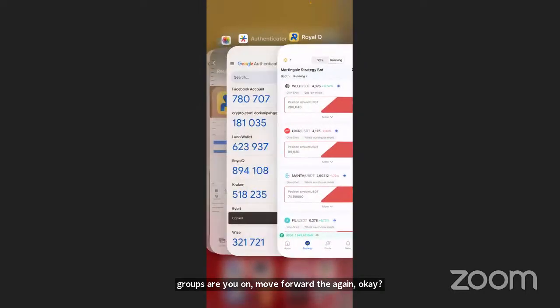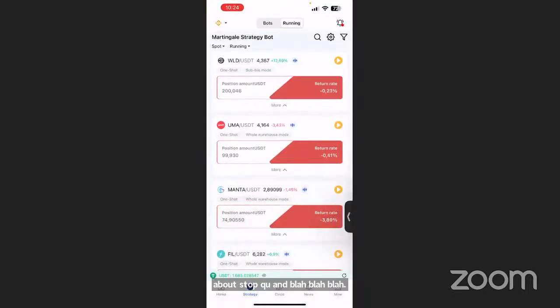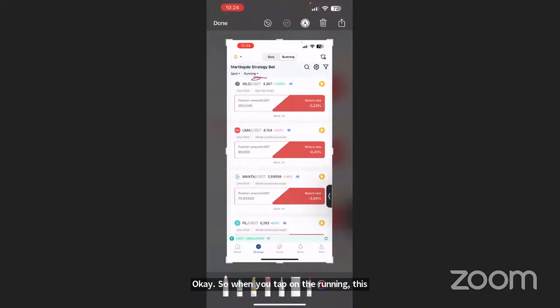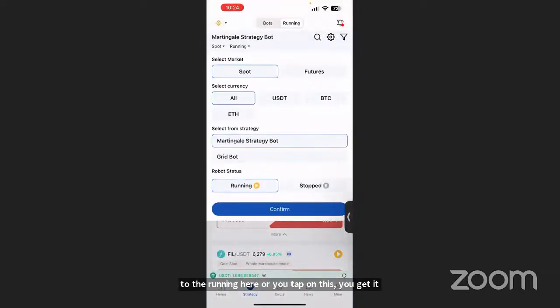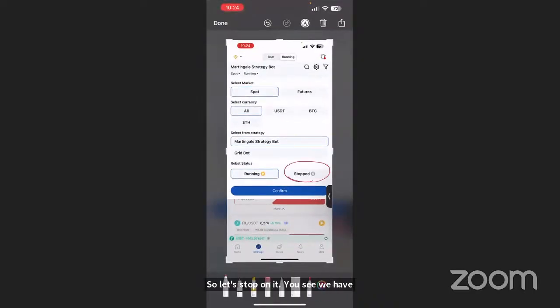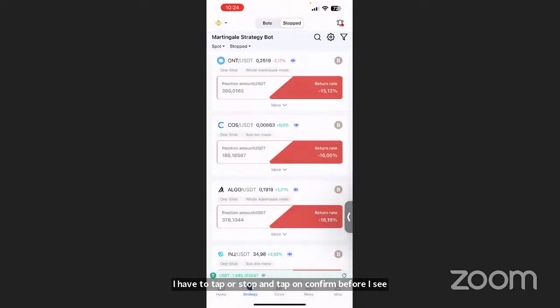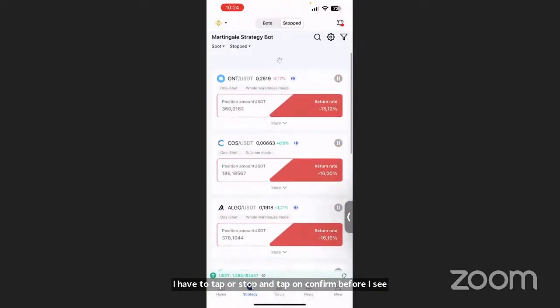Pastor Mahmoud asks about stop coins. So when you tap on the running, this arrow close to the running here, you get it. Let's tap on it. You see, we have stopped. But my paused coins are under stop. I have to tap on stop and tap on confirm before I'll see the stop coins. Tap on stop, confirm. Here are all my stop coins.